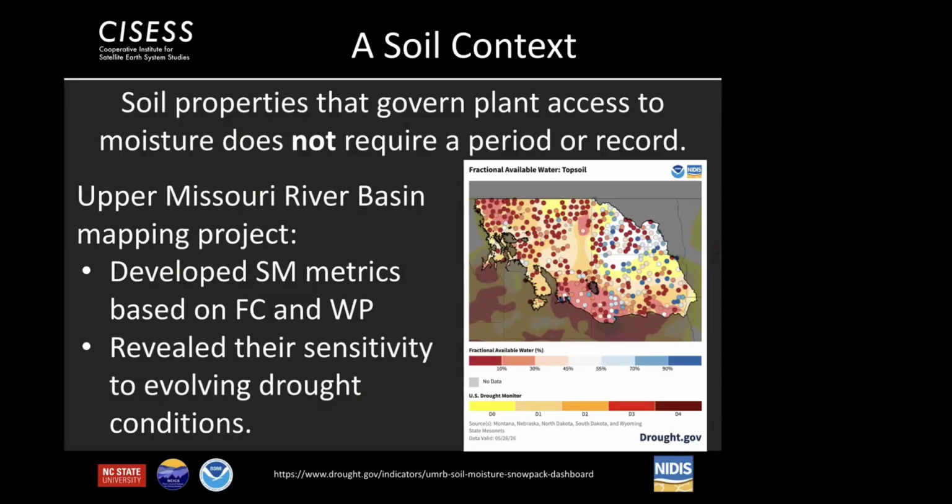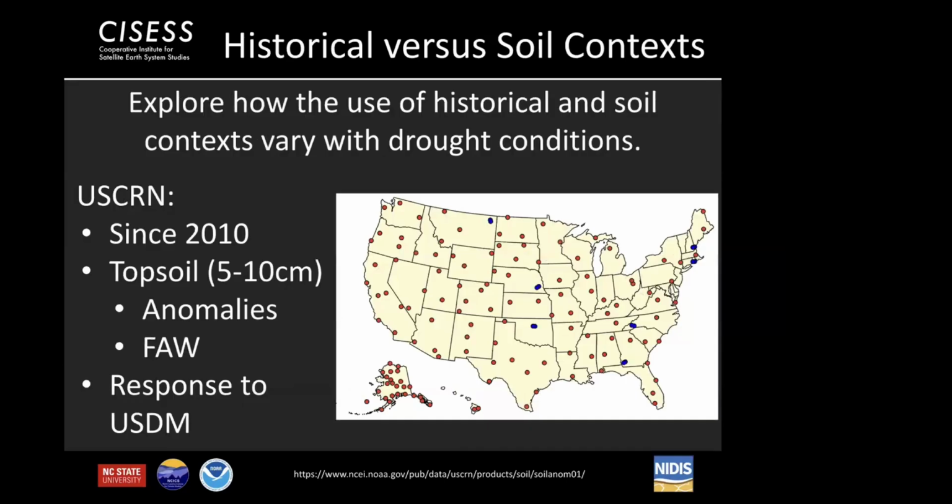So the idea is, we have these two different approaches. One requires no period of record at all, the soil context. One requires a significant period of record. So we wanted to kind of stack these two up and use data from the U.S. Climate Reference Network. It was mentioned in a couple of the talks. This is the map showing you where those stations are located. We have about 114 in the CONUS, and we have data since 2010. So this allows us to do some statistical processing to kind of guess what the 30-year normal might look like, and we can compute anomalies at all these stations. And then we can also use the same process we applied to the Upper Missouri River Basin, compute fractional available water at all these sites, and compare and contrast these two contexts for soil moisture and how they respond to drought.